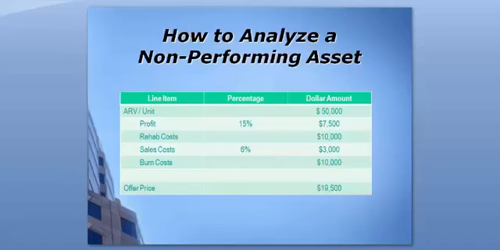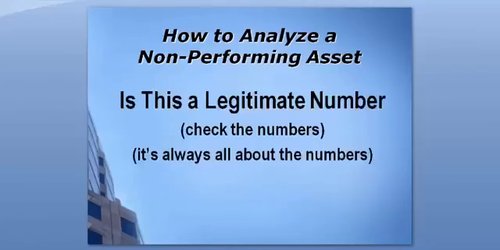So when I deduct out all of those charges, my after repair value per unit cost of $50,000 brings me down to $19,500. If I want to do this deal and I do it right, I should only offer on this property $19,500 per unit. That's what my offer should be to the broker. Okay? Now, the question you have to ask is, is that a legitimate number?